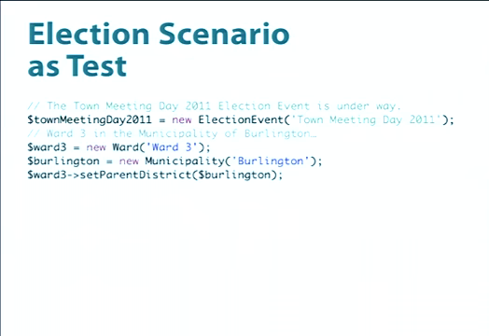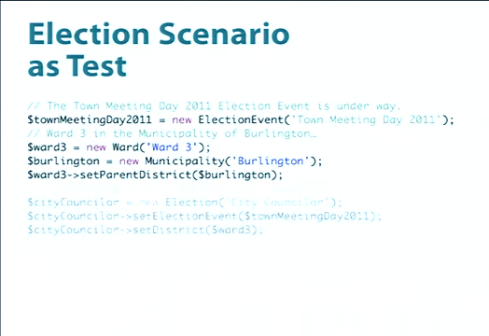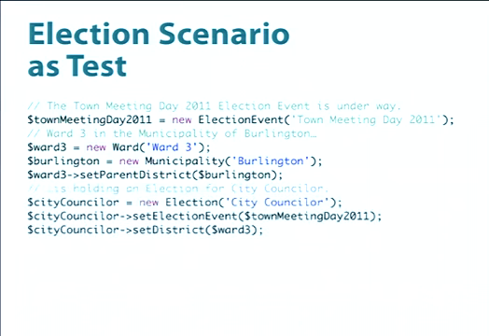Ward 3 in the Municipality of Burlington. Okay, how do we implement that? Ward 3 equals new Ward 3. Burlington equals new municipality. Ward 3, set parent district to Burlington. Done. We now have a Ward 3 in the Municipality of Burlington. Is holding an election for city councilor. Okay, we create a city councilor election. We set the election event to the town meeting day 2011 election event. We set the district to Ward 3.